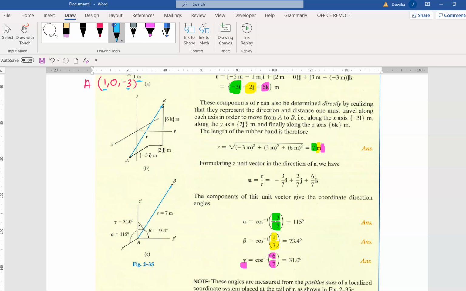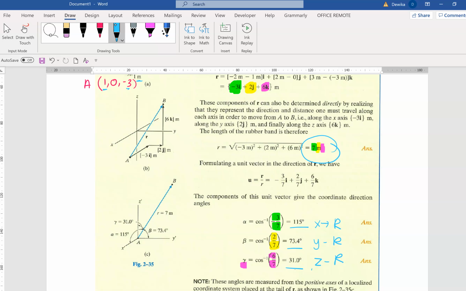So which means at the end of the day, the resultant of the rope is at 7 meters length and angles of alpha, beta, gamma. So alpha is from axis X to your resultant, beta is axis Y to the resultant, and gamma will be axis Z to resultant. Yeah, so this is how you complete the working.